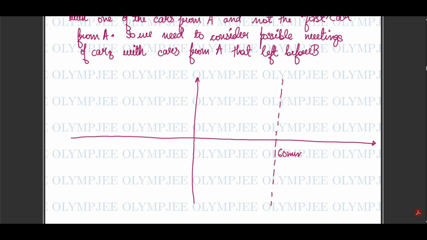60 minutes. Let this be point B, which is at 60 kilometers from A. So car from B is moving like this, and cars from A are moving like this, as we did before.